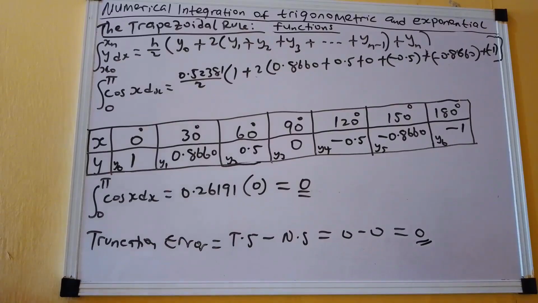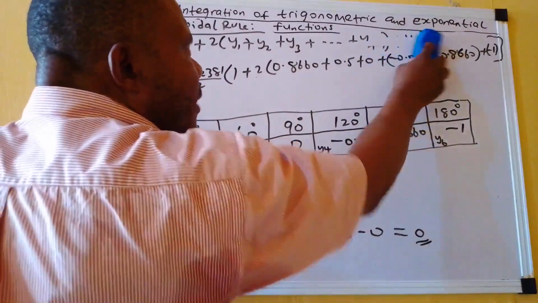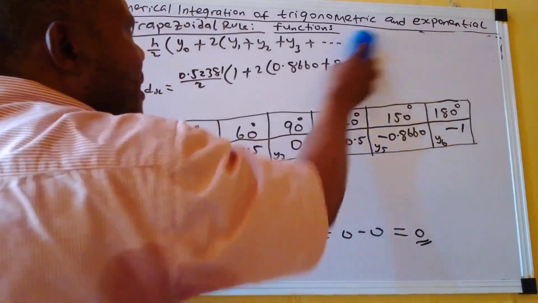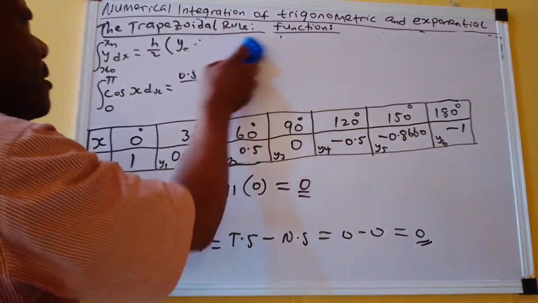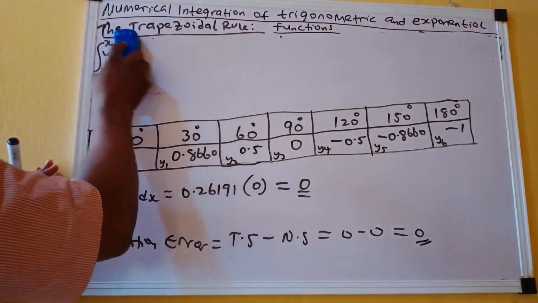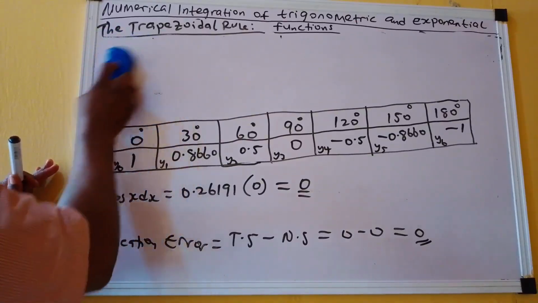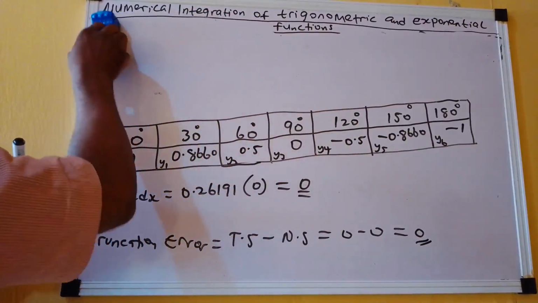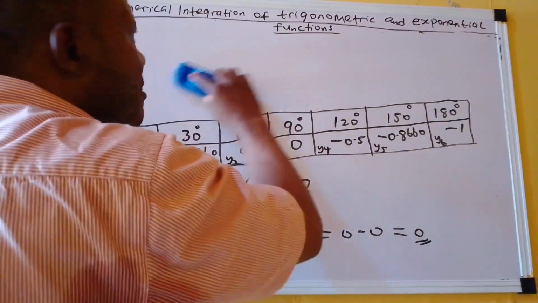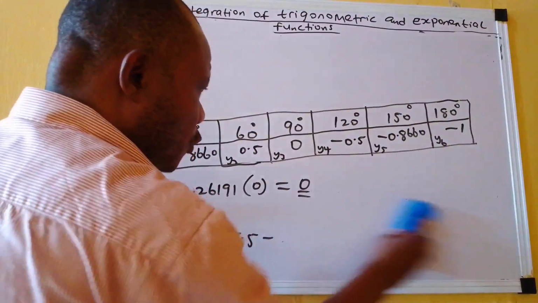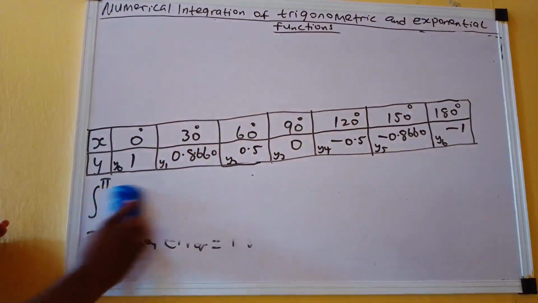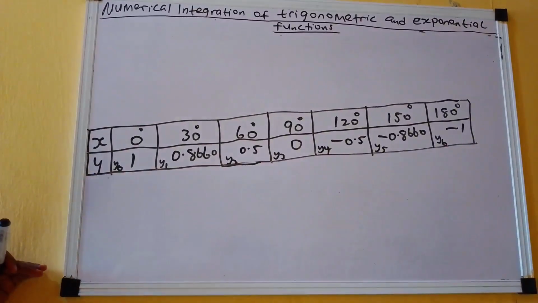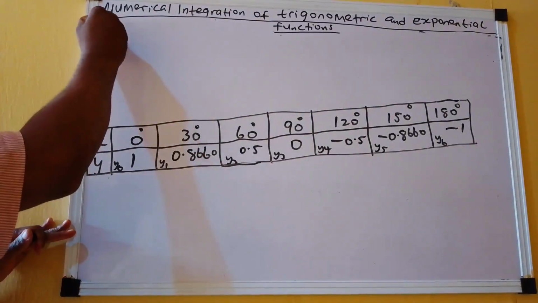1/3 rule. Let us quickly use the Simpson's 1/3 rule to solve the same problem. We are still solving just a problem on a trigonometric function. We are saying how we can use these various numerical methods to integrate a trigonometric function. Now lastly, we are using the Simpson's 1/3 rule.